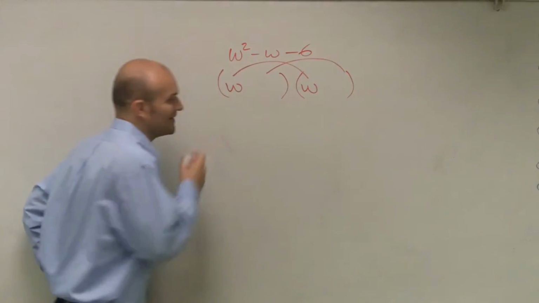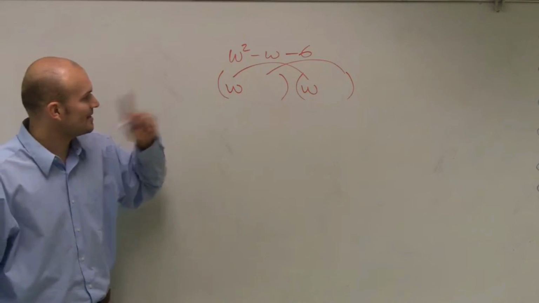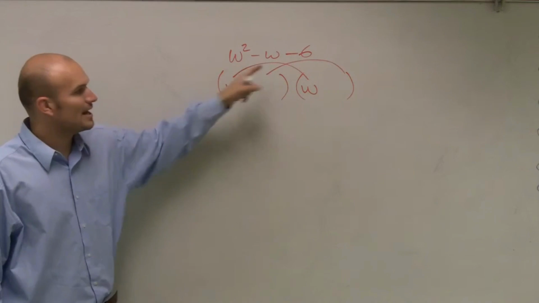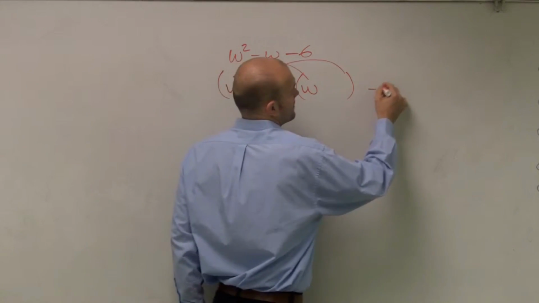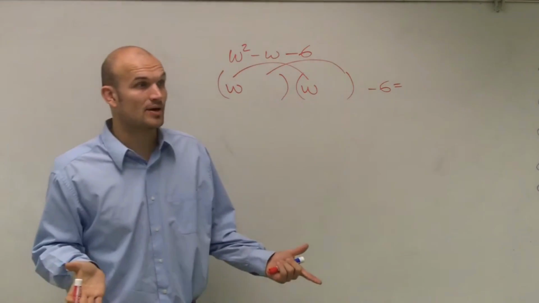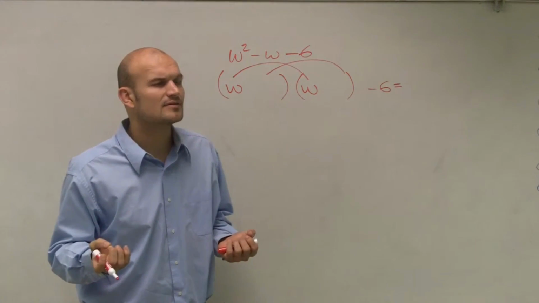All right. So line it that way. So we look at this, we have w times w. So now I need to figure out what two terms multiply to give me negative 6. So we think about negative 6. Now remember, to get a negative number, we have to multiply a positive times a negative.